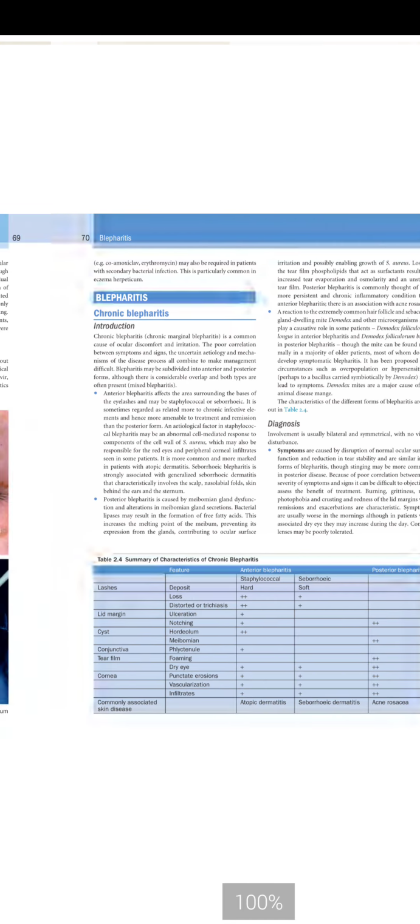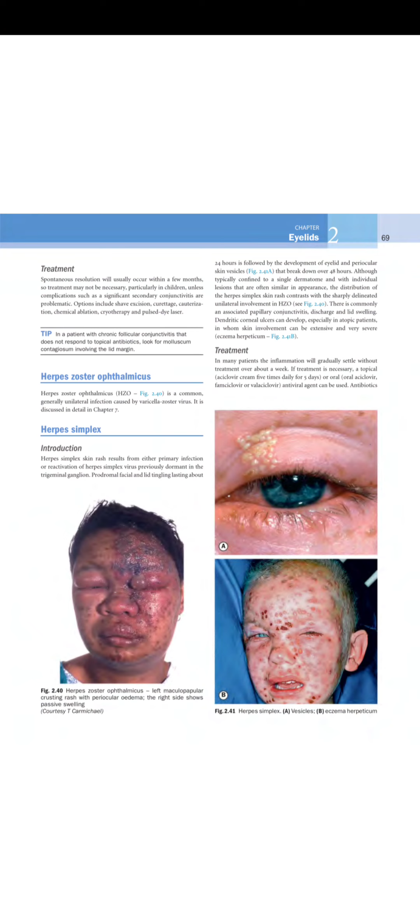So basically, you treat it with the topical antiviral cream, or you can first just observe it, but you can use the acyclovir cream as well, and can use the oral antiviral as well.